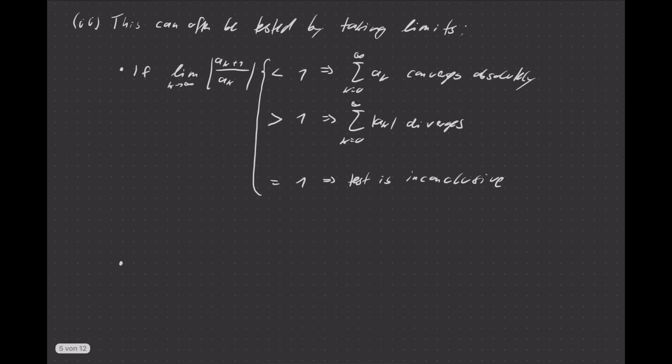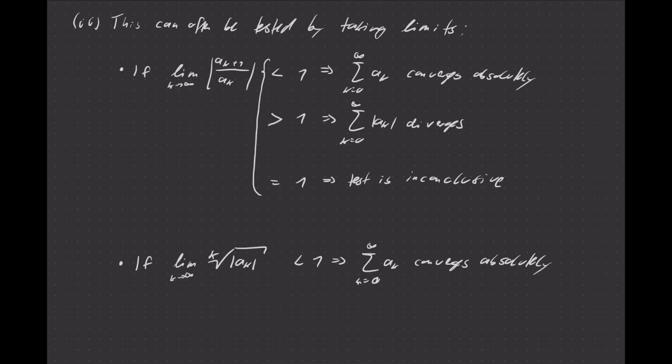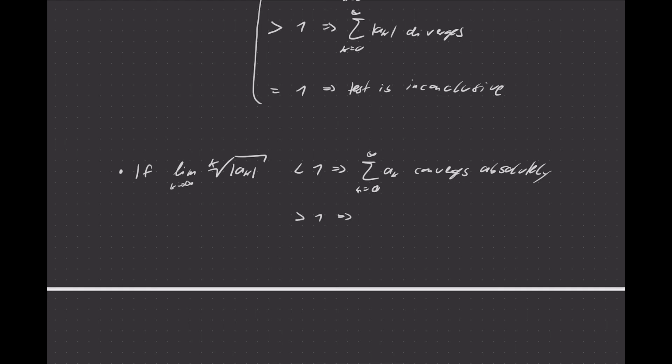You can also take the limit there. So if the limit k to infinity of the kth root of the absolute value of a_k is less than 1, that will mean the series over the a_k converges absolutely. If that limit is strictly greater than 1, that will mean this series over the a_k, or the absolute values of the a_k, diverges. And third option, if it's equal to 1, that can also happen, of course, then again, the test is inconclusive. So if that happens, you'll have to try some other way of proving or disproving convergence.